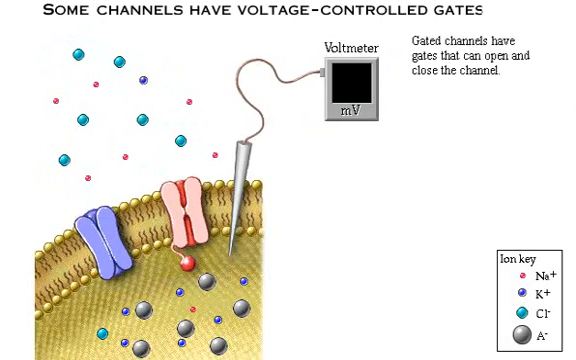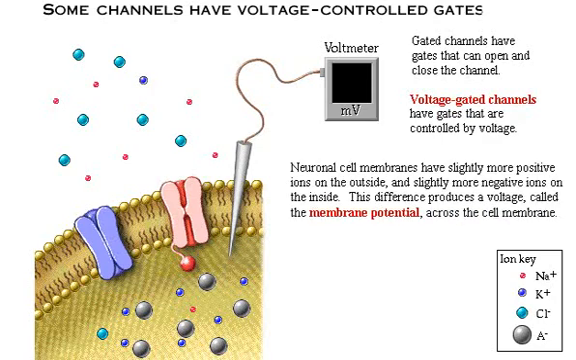Gated channels have gates that can open and close the channel. Some gated channels, called voltage-gated channels, have gates that are controlled by voltage. Recall that cells have slightly more positive ions on the outside of their membranes and slightly more negative ions on the inside. This difference produces a voltage, called the membrane potential, across the cell membrane. We can measure the membrane potential and display it on a voltmeter.